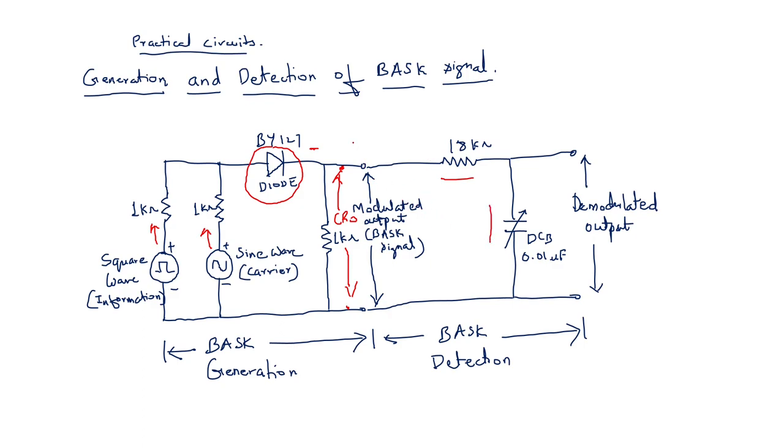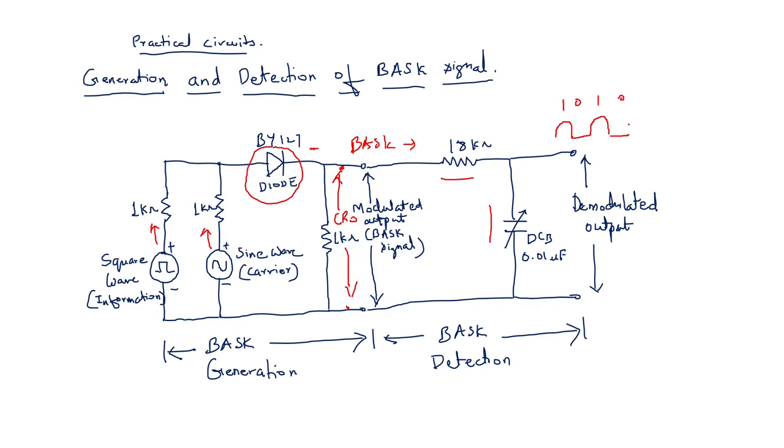When this BASK waveform is passed through this low pass filter, only the amplitude of the BASK signal is detected, and you will get the output here. For input logic 1, you will get the amplitude. For input logic 0, no amplitude. For input logic 1, you will get the amplitude. And hence, you can recover back the original signal data, that is 1010, at the output. So that is your BASK detection.